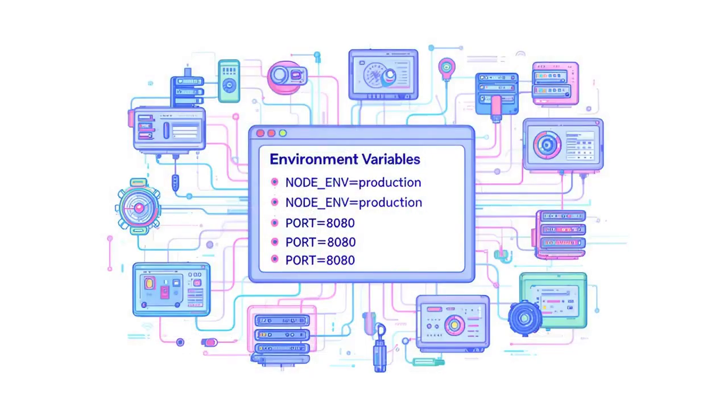Finally, process.env grants access to user-defined environment variables, which are critical for configuring applications across different deployment stages. Mastering these properties transforms your ability to debug, monitor, and scale Node.js applications with precision.